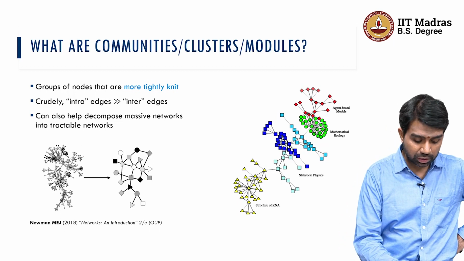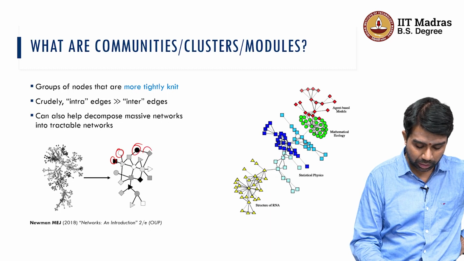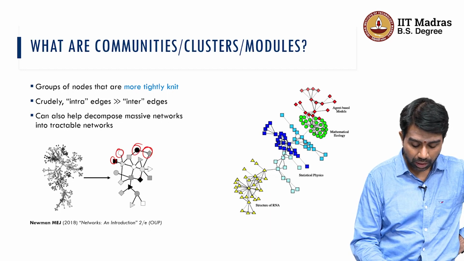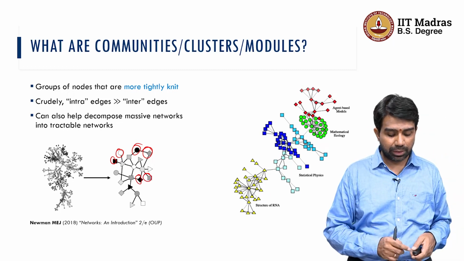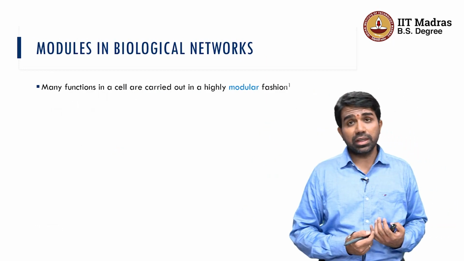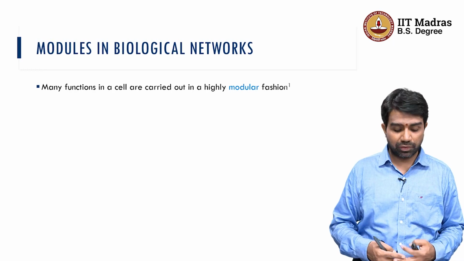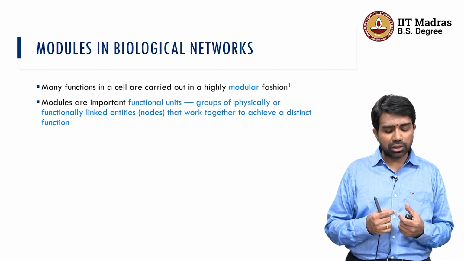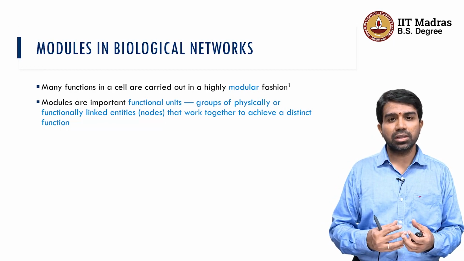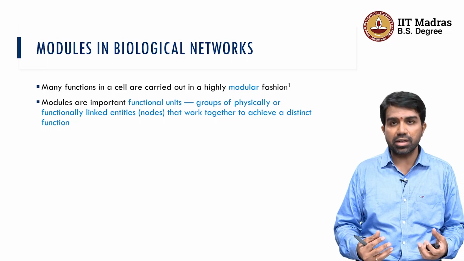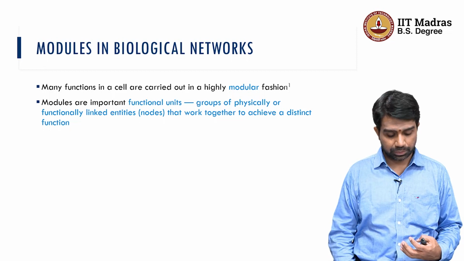And you can also use it to take a complex network and make it into a more tractable network by simply coalescing these communities into nodes and looking at the connections between them and so on. Modules are very important in biological networks. There are many functions in a cell that are carried out in a highly modular fashion. And modules are basically important functional units. They could be groups of physically or functionally linked proteins or various kinds of entities, basically nodes in the graph, that work together to achieve a distinct function.